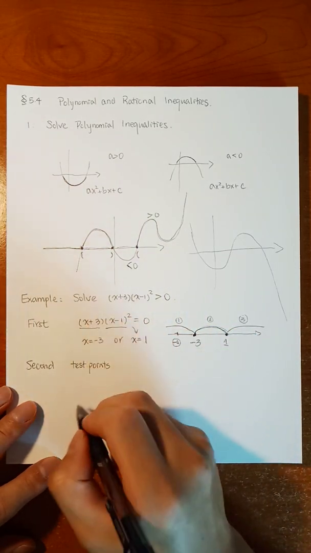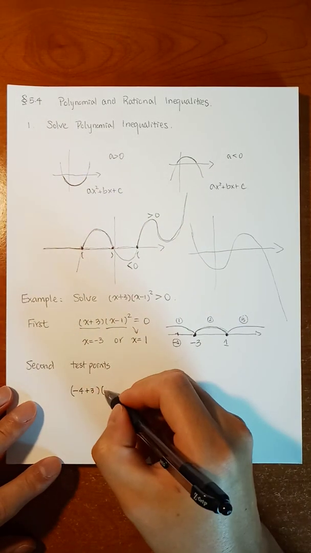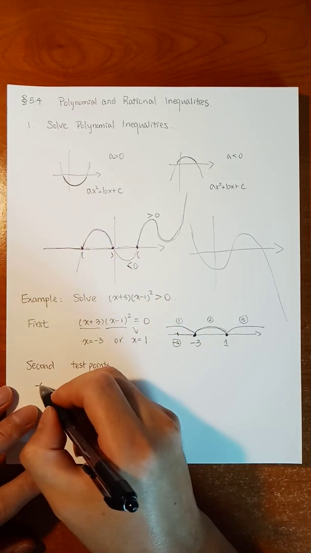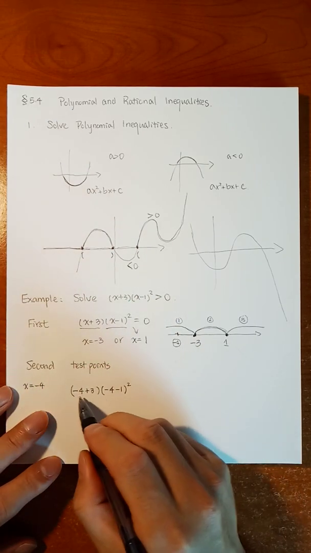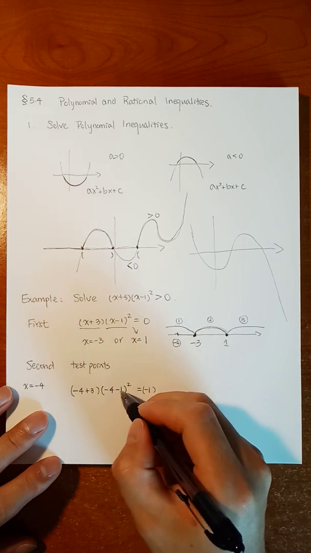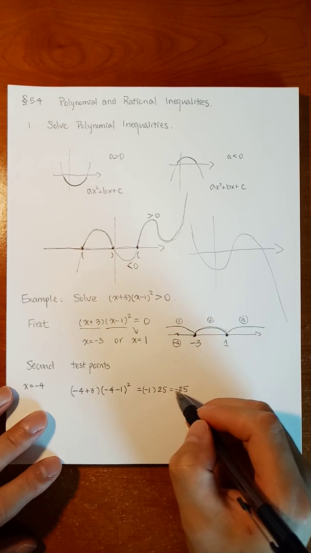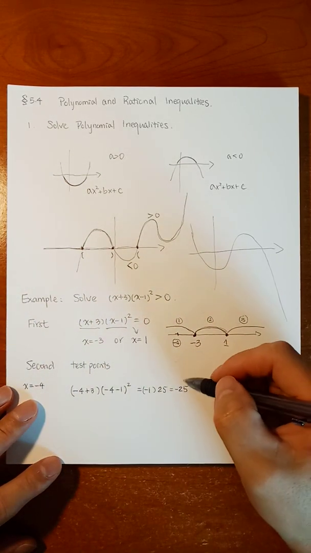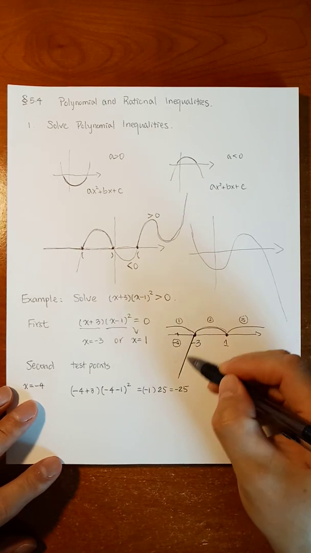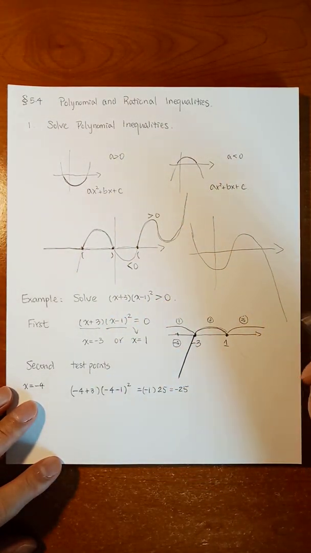So you let x be negative 4. You get negative 4 plus 3 and negative 4 minus 1 squared. I want to know the value. x equal to negative 4: negative 4 plus 3 is negative 1. Negative 4 minus 1 is negative 5, squared is 25, so it's equal to negative 25. So at this point, you get a negative value. Negative value, I'm going to draw it this way, below the number line. The number line is the x-axis. Okay? Draw it this way.